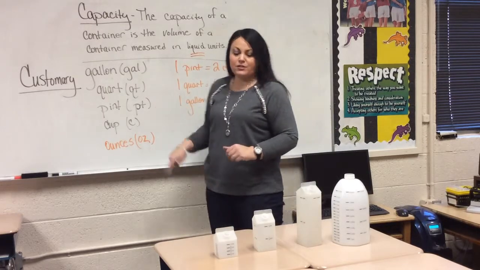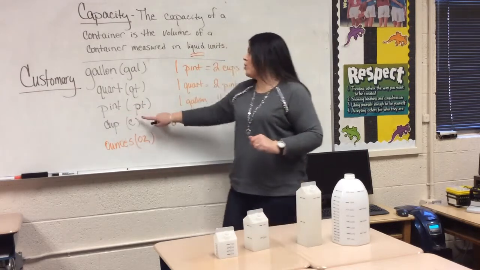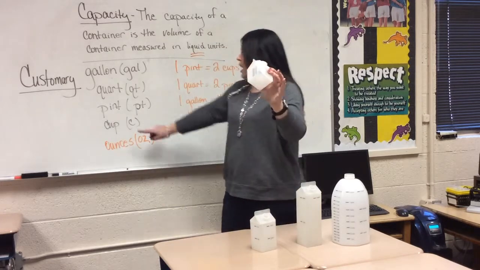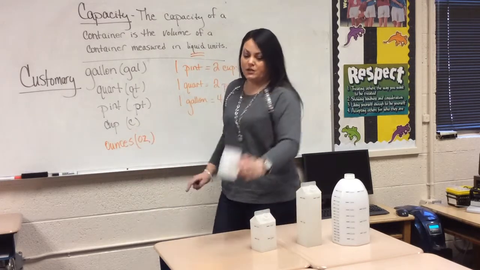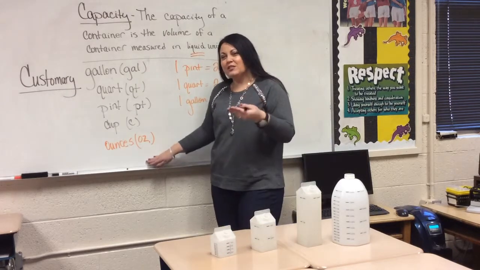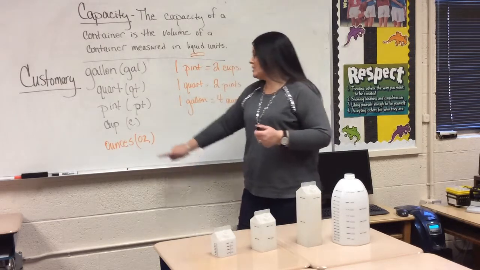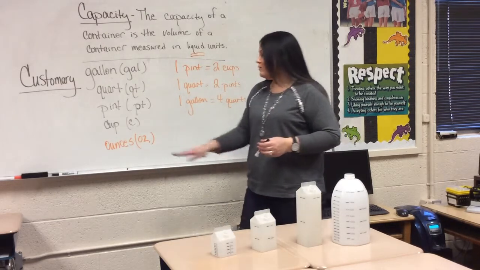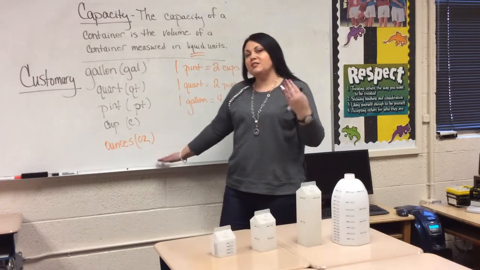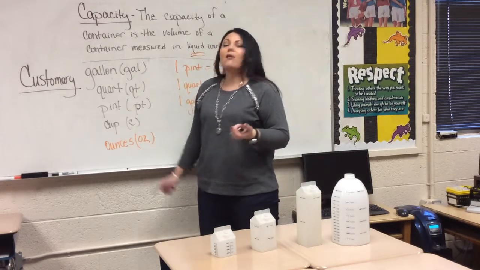Next we have pint. Pint. P-I-N-T or P-T. And we have cup. And you can just put C, cup. Okay? We're also going to talk about this term, ounces. And the abbreviation for ounces would be O-Z. That's O-Z for ounces. Well, there's no Z in the word ounce or ounces, but I need you to see that and know that that stands for ounces. When you see O-Z, it stands for ounces.